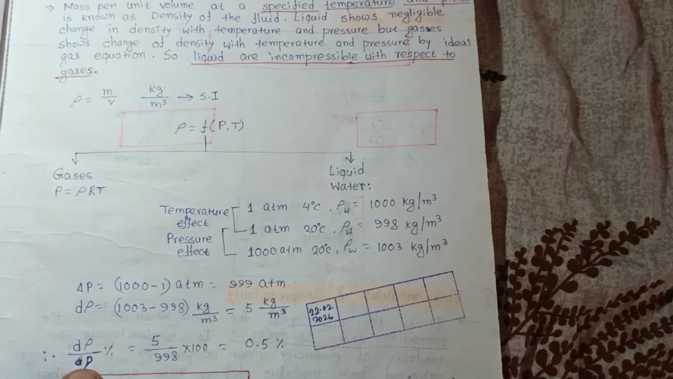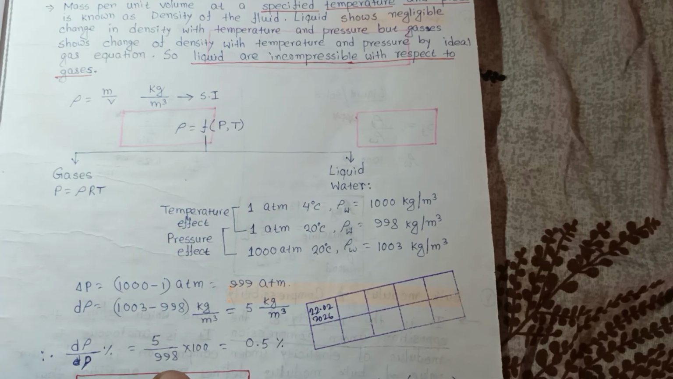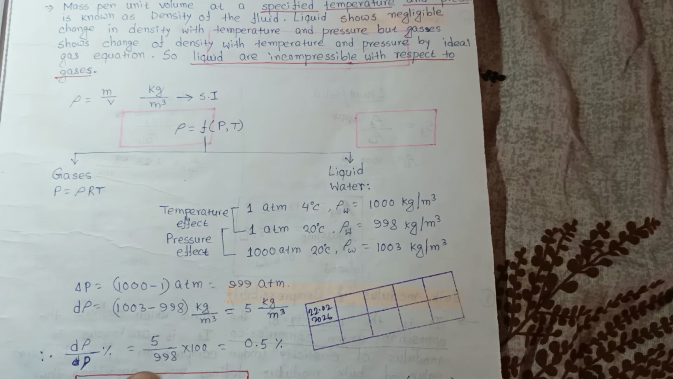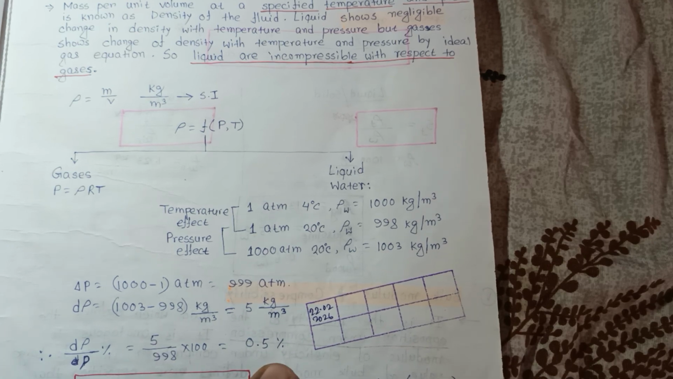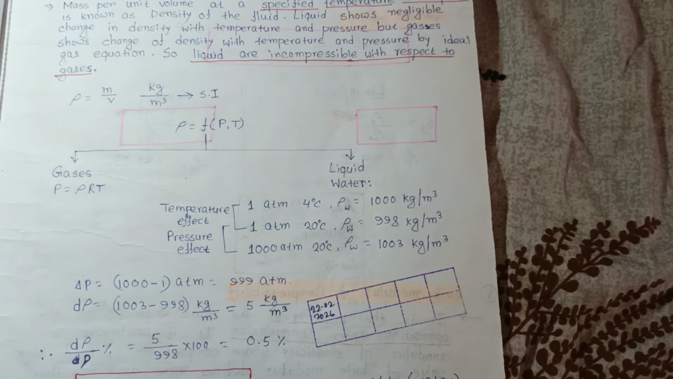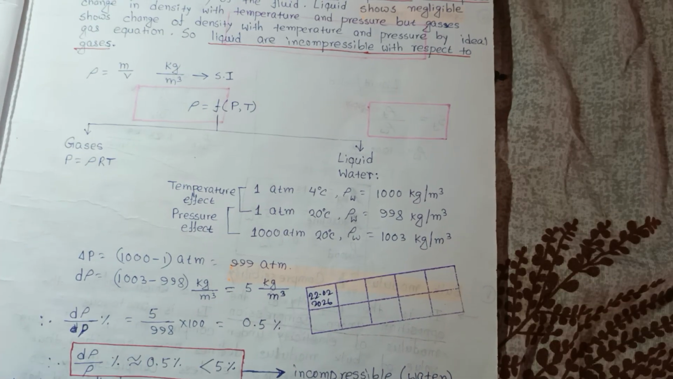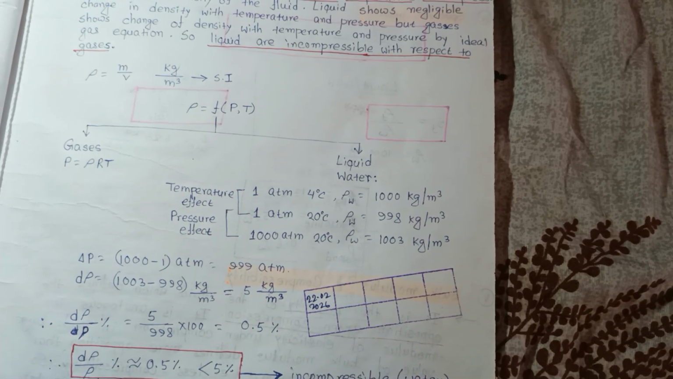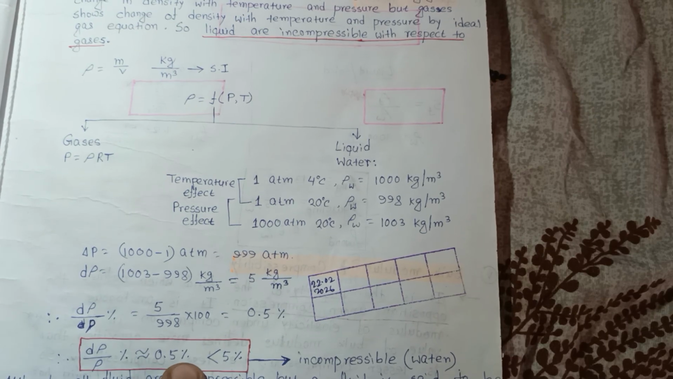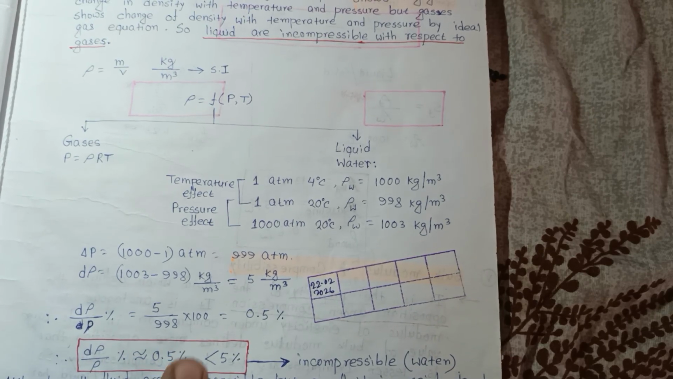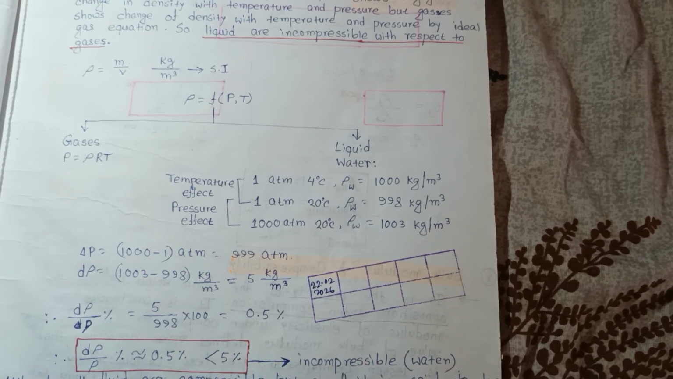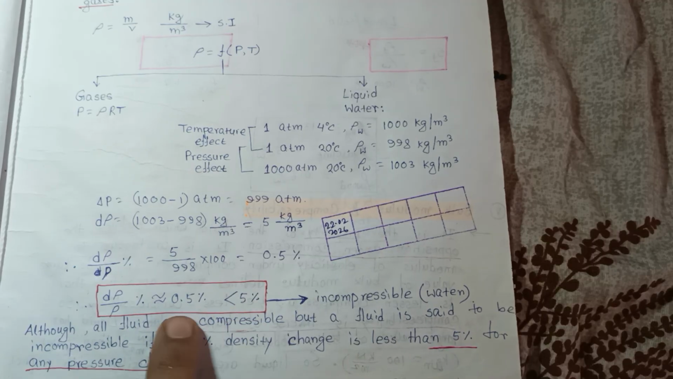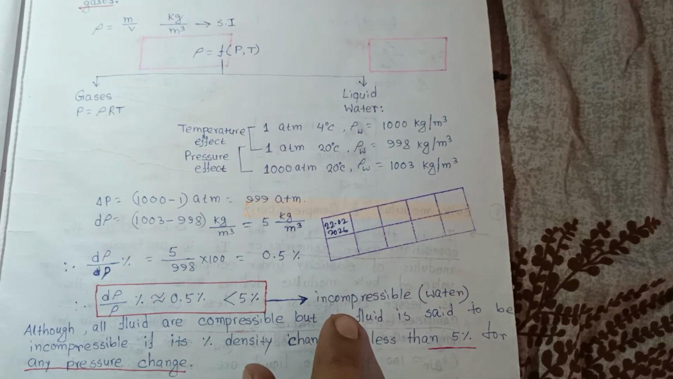If you want to calculate del rho by rho percentage, that is equal to 5 by 998, where rho is the initial, lowest density. So 5 by 998 into 100 is approximately 0.5%. So for water, del rho by rho percentage is approximately 0.5%, and for any fluid, if it is less than 5%, that is known as an incompressible fluid. For water it is less than 5%, so that is why water is known as an incompressible fluid.